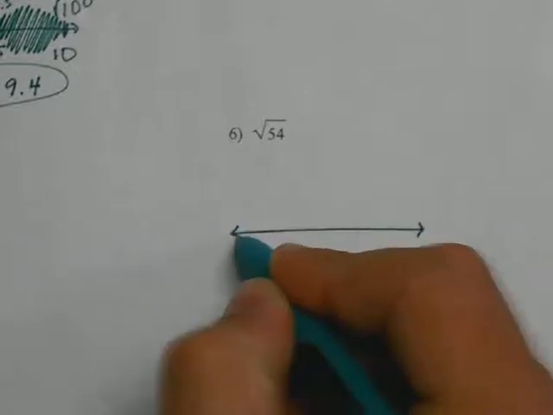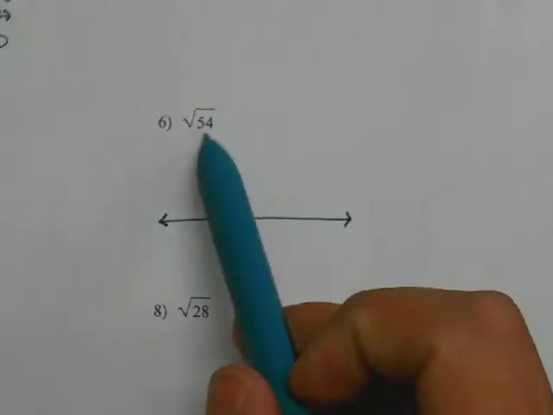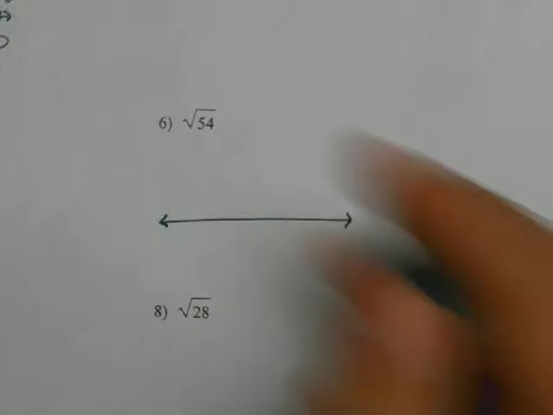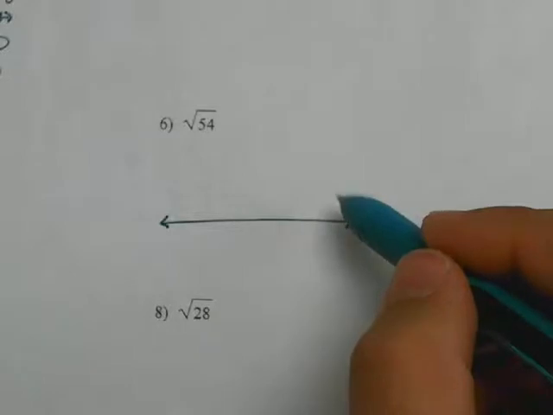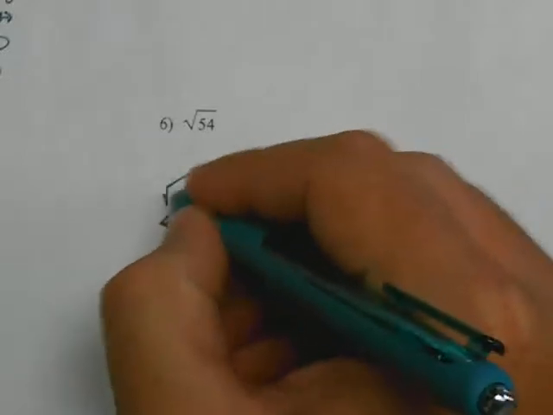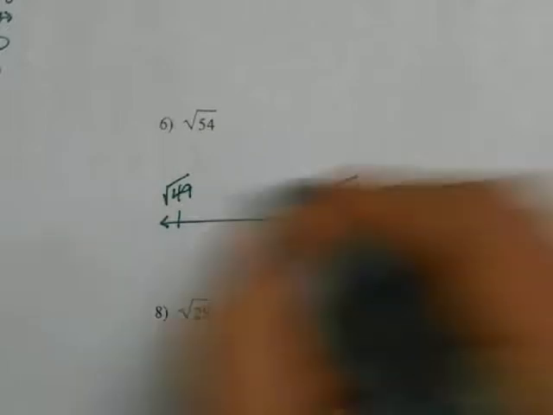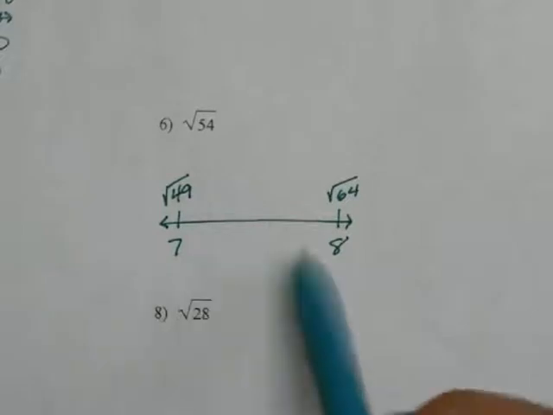After I draw my number line, I ask myself, what are the perfect square roots that are greater than 54 and less than 54? So again, go through them: 1, 4, 9, 16, 25, 36, 49, 64. So the square root of 54 falls between the two perfect square roots of 49 and 64. So we wrote those down. So we know it's between 49 and 64, which is 7 and 8. So we know the square root of 54 is somewhere between 7 and 8.